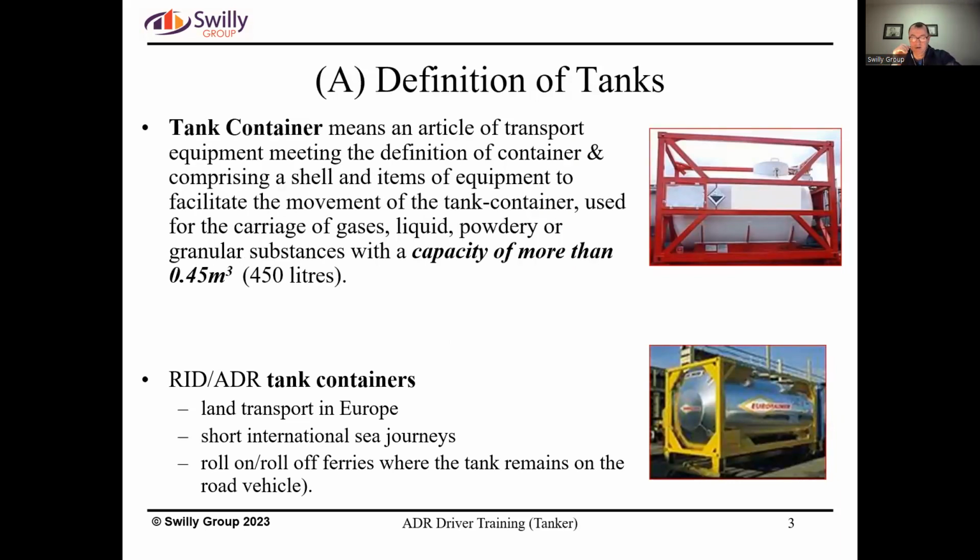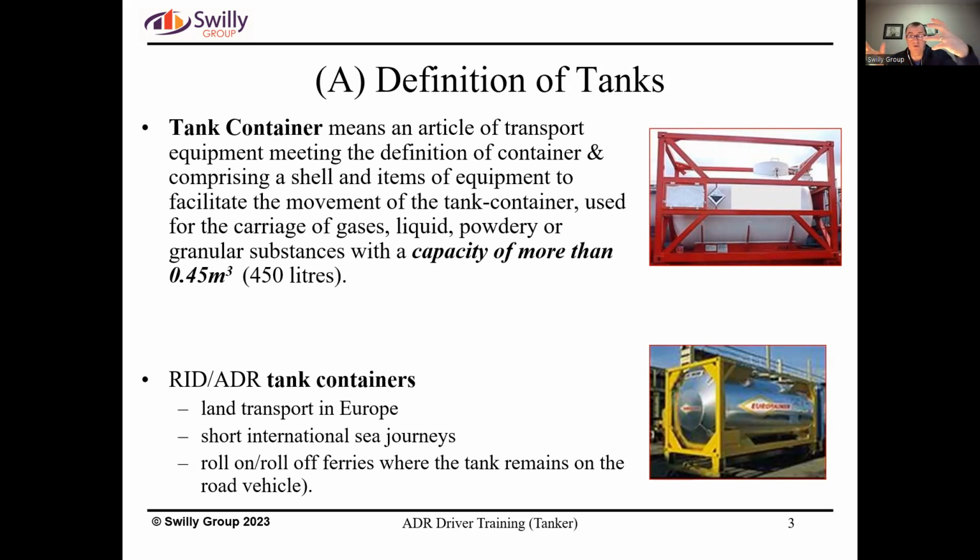Okay, a tank container then. A tank container is an article of transport equipment meeting the definition of a container, comprising a shell and its items of equipment to facilitate the movement of the tank. Tank containers are used for the carriage of gases, liquids, powders, and granules, and have a capacity of more than 450 liters. Usually they're larger, but you can get small tank containers as well.